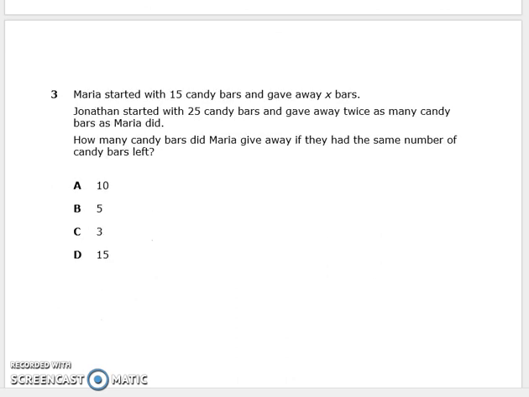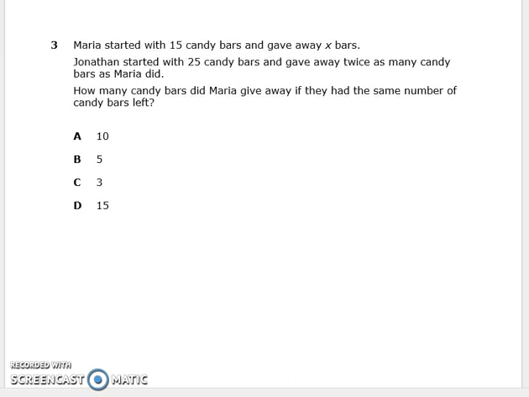Number 3. Maria started with 15 candy bars and gave away x number of bars. Jonathan started with 25 candy bars and gave away twice as many candy bars as Maria did. How many candy bars did Maria give away if they had the same number of candy bars left? A. 10. B. 5. C. 3. Or D. 15.